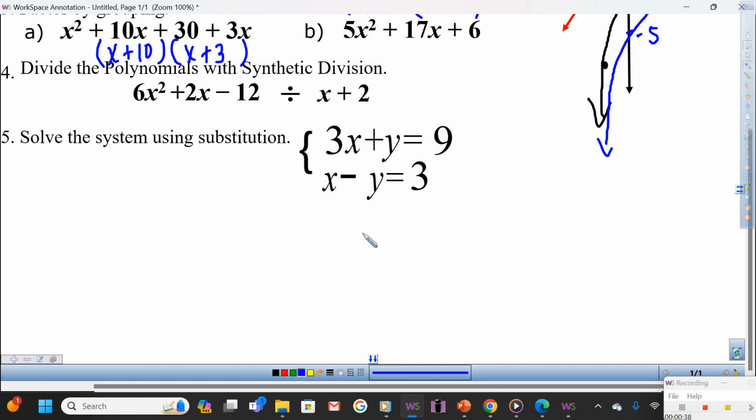Synthetic division. Show your neighbor, see what they got. So like that, Jay's going to pass it to someone. 6x squared plus 2x minus 12, and we got divided by x plus 2. The setup should look like this. 6, 2, and -12. And then the rest is history. So, Jay, pass someone. Brandon. Felix. What'd you get?